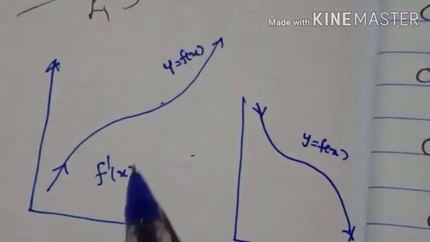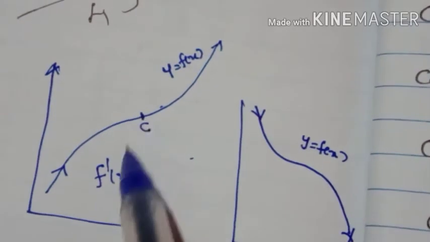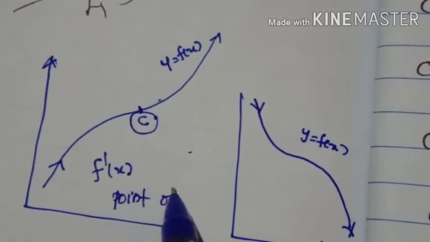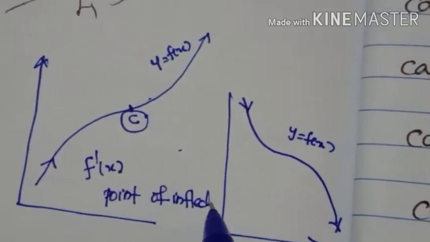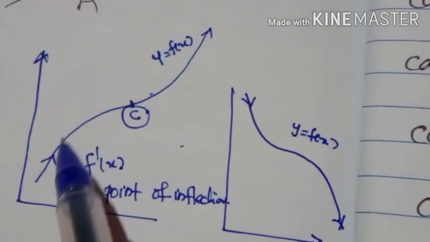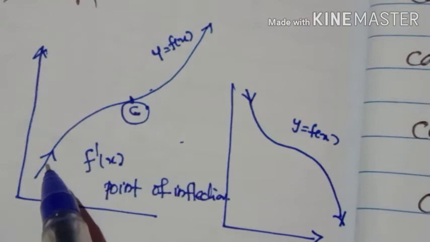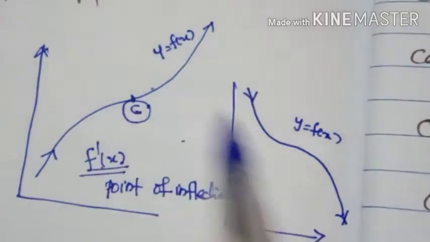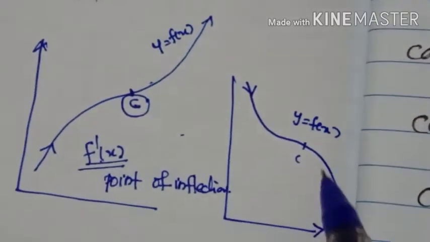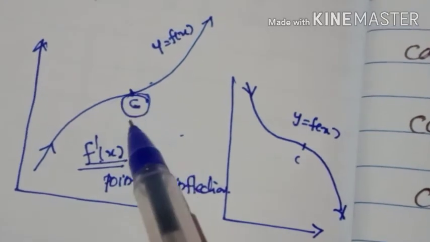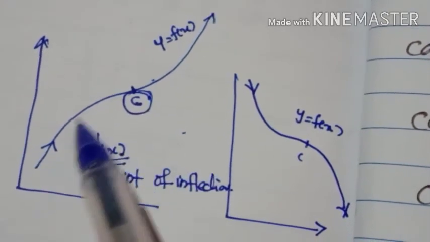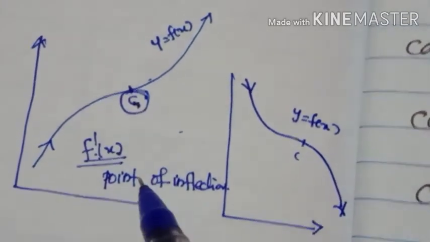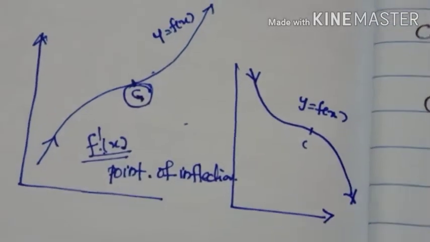Okay, it's clear? If we take a point C, we can say that this point C is called a point of inflection. Point of inflection means that through this point C, there is no change in the sign of f dash of x. It's continuously increasing or continuously decreasing. So at a point C, if f dash of x is continuously increasing or decreasing, then this point is called a point of inflection. That also you have to note.